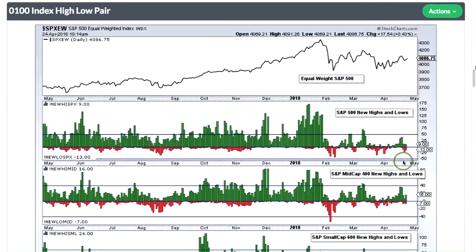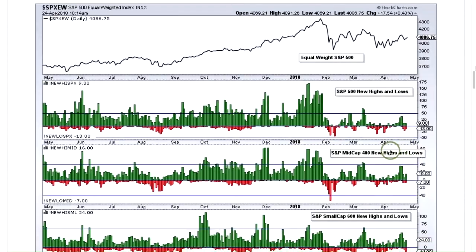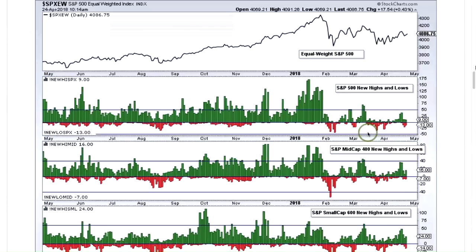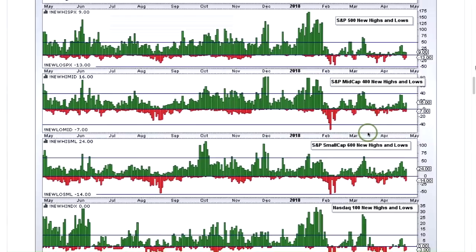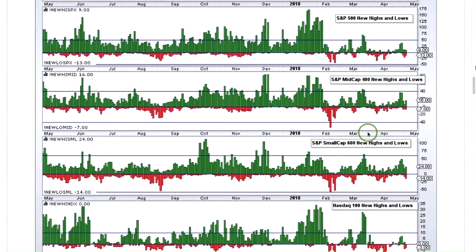Now we've got some high-low pairs, and this is a really nice way to show the high-low indicators. Again, we've got the S&P 500, S&P Mid-Cap 400, S&P Small-Cap 600. And what's happened here is we've kind of gone into a holding pattern where we're not getting enough new highs to get a liftoff in the S&P 500. You can see we've just been moving between, say, minus 40 on the new lows and maybe 40 on the new highs. And we need to get above 50 on the new highs to start getting broad enough leadership in the market to really get the S&P 500 moving higher.